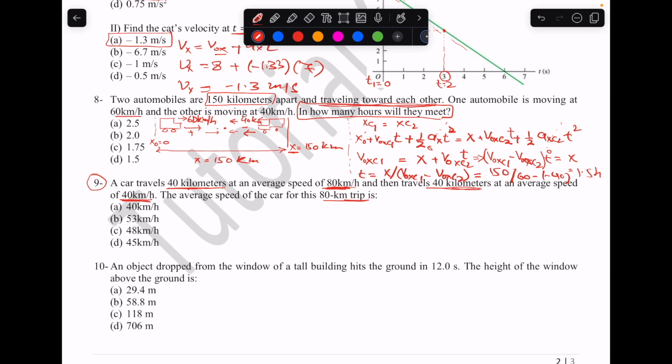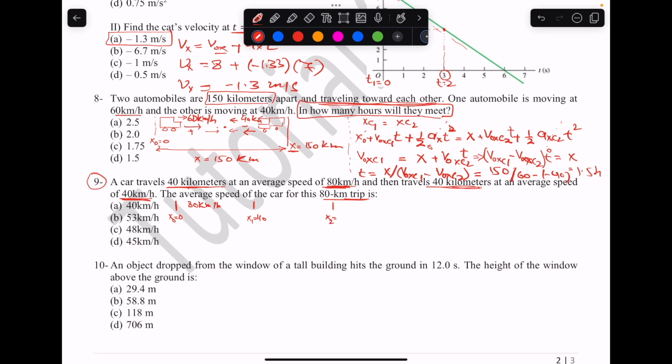So we have this trip of 80 kilometers. He travels from this point, x naught equals 0, to x1 equals 40, with a speed of 80 kilometers per hour. And then the next 40 kilometers, x2 now becomes 80, he travels at 40 kilometers per hour.